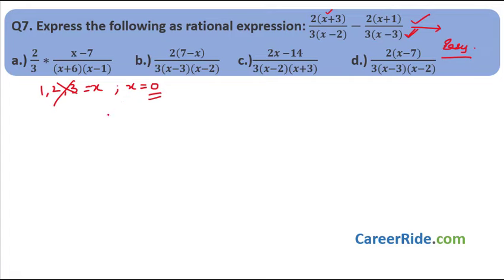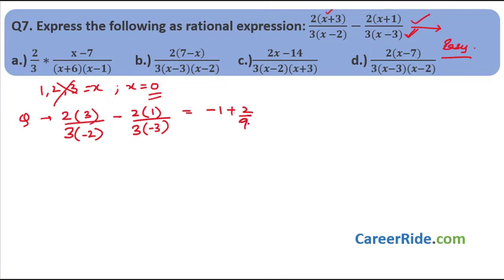So I'll just place the value x is equal to 0, first of all, in the expression given to me in the question. The expression given is 2x plus 3 upon 3 into x minus 2. Let me place the value x is equal to 0. What does it become? It becomes 2 into 0 plus 3, which is 3, divided by 3 into 0 minus 2, which is just minus 2, minus 2 into 1 divided by 3 into minus 3. What does this give me? This gives me minus 1 plus 2 upon 9. What is this?